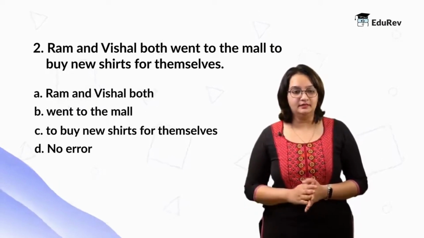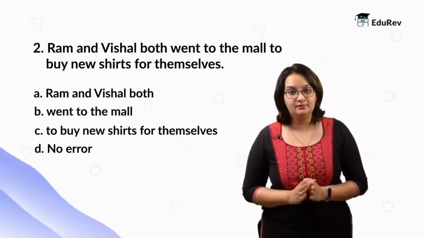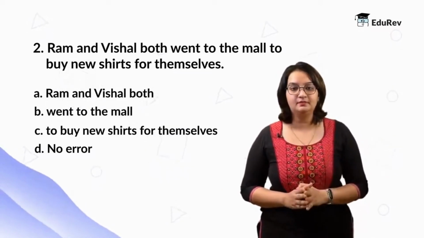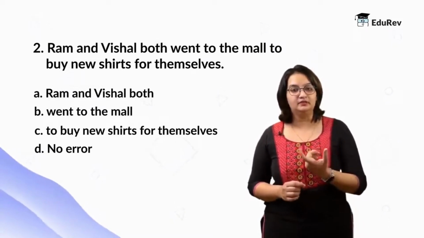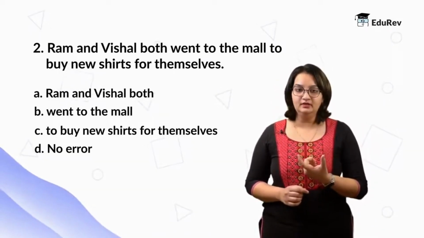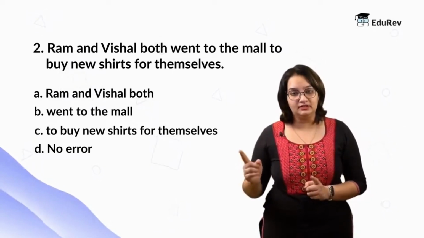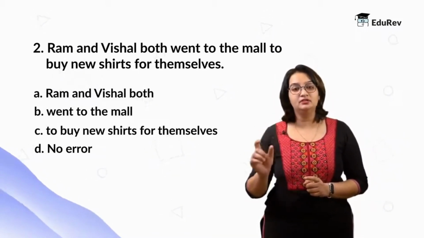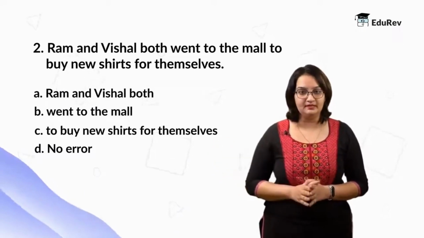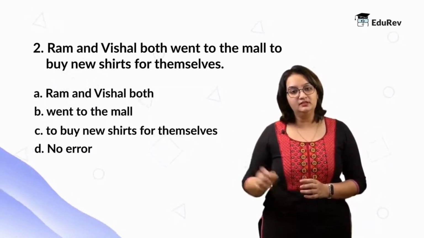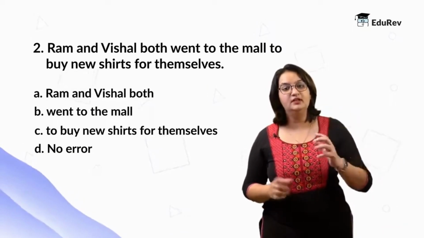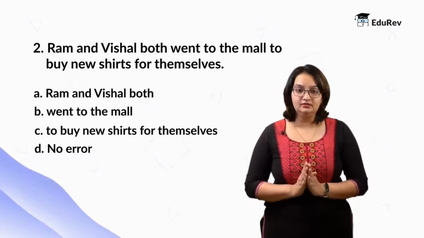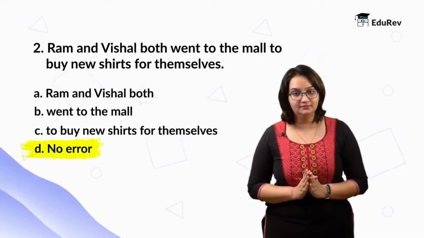If we take a look at this statement, we see that there is no error in the sentence. Why? Now, first of all, we have to understand what is the subject of this particular statement. Here, the subject is two people, right? Ram and Vishal. Both of them form the subject, and therefore they are plural in nature. When we look at the pronoun used, the pronoun is themselves, to buy shirts for themselves, right? So themselves is plural in nature, and the subject Ram and Vishal is plural in nature, and the plurality matches, and therefore there is no problem in this particular statement. The answer therefore is D. Understood? Let's move on.